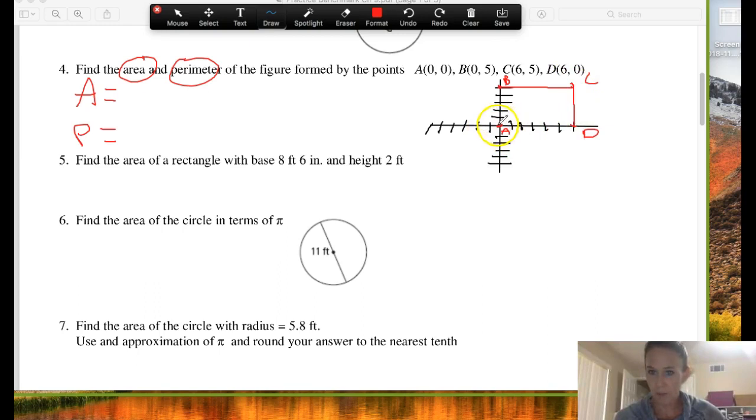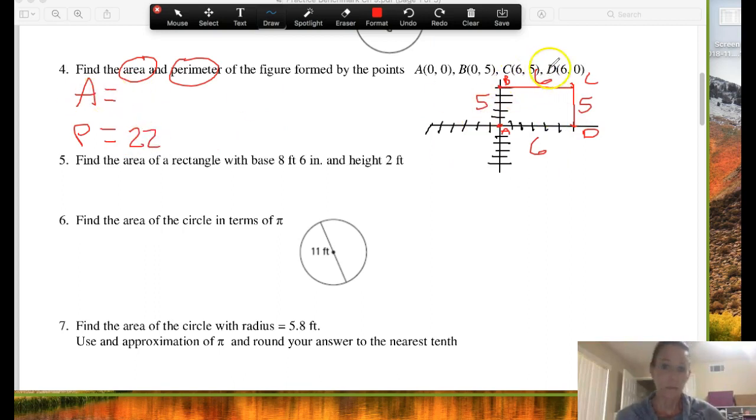You can just count. From here to here is 1, 2, 3, 4, 5, 6. From here to here you went up 1, 2, 3, 4, 5. You went up 5 on both sides. This will be that same distance, 6. So the perimeter, just add this up: 5 plus 6 plus 5 plus 6. 10 plus 12, the perimeter is 22.